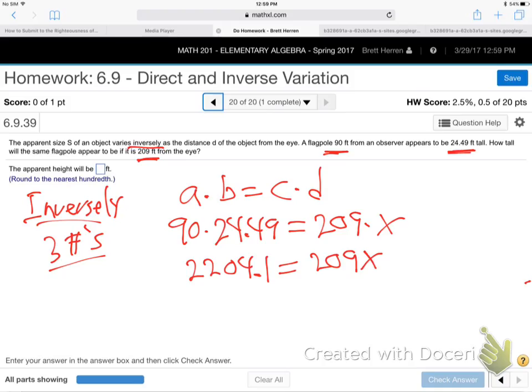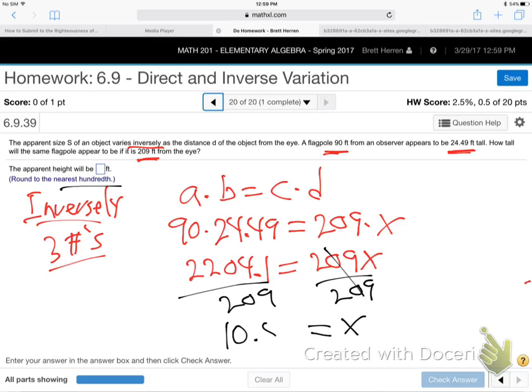Is that good? And then how do we solve for X? Divided by the 209. And they want us to round to the hundredth, which means 2 places, right? What do we got? 10.5. I need one more decimal. 10.5459. So that, yes, remember how to round?